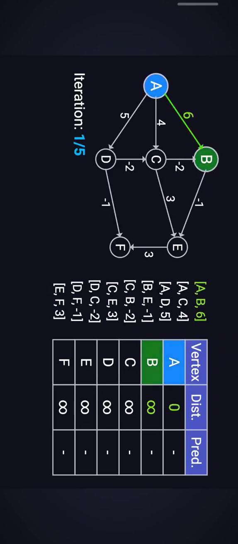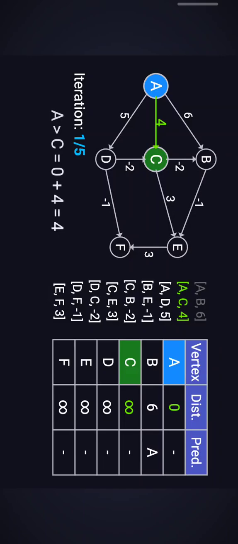First, we check the edge from A to B, which has a weight of 6. Since A's current shortest distance is 0, 0 plus 6 equals 6. Since 6 is smaller than B's initial distance, infinity, we update B's shortest distance to 6 and set A as its predecessor. Next, we check the edge from A to C, which has a weight of 4. Since A's distance is 0, 0 plus 4 equals 4, which is smaller than C's initial distance, infinity. So we update C's shortest distance to 4 and set A as its predecessor.